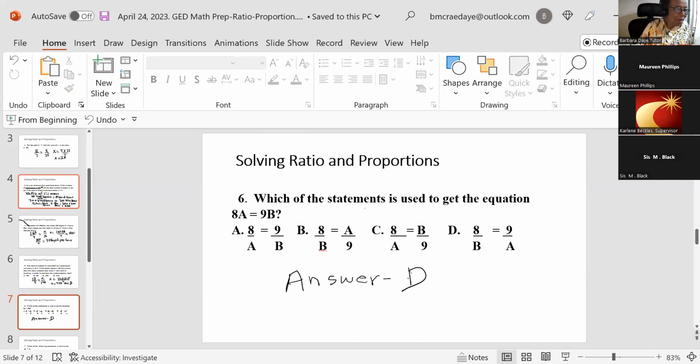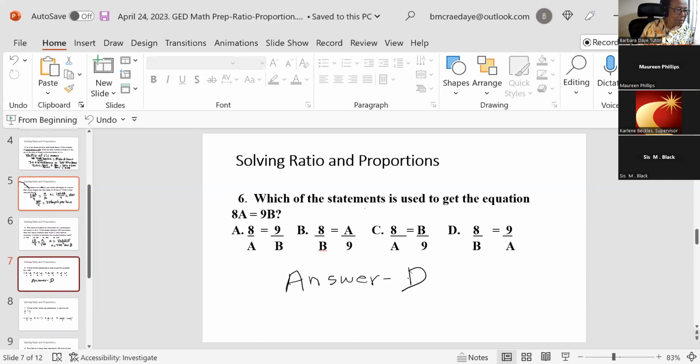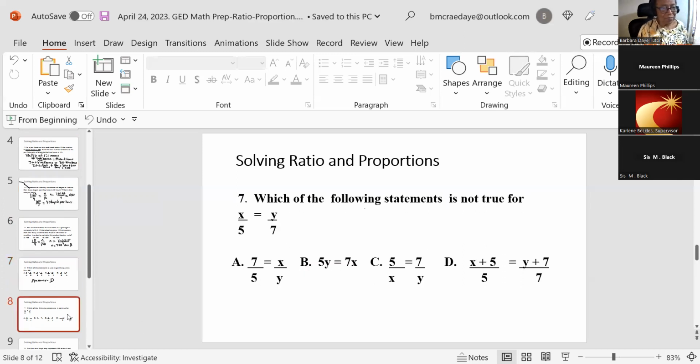Got it? Okay. Let's look at the next one. Let's see, that was 6. Okay, 7. Another cross multiplication. Which of the following statements is not true? Which one is not true?